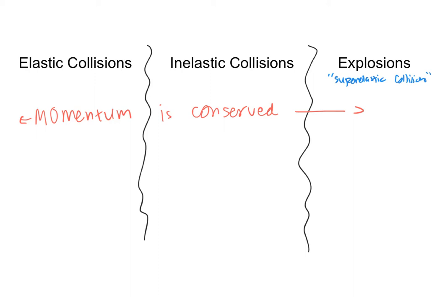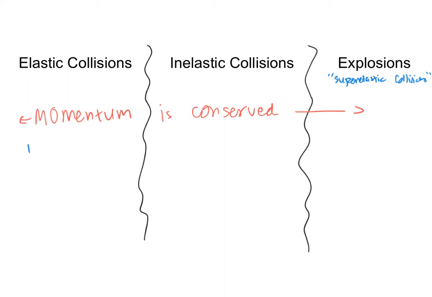So what's the difference between the three then? The difference between the three is whether or not kinetic energy is conserved. So in some collisions, our energy stays as kinetic energy. In others, however, some of that kinetic energy is converted into other types of energy and leaves the system. So while momentum is conserved, kinetic energy specifically is not.